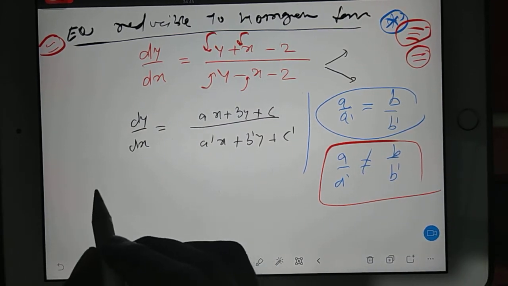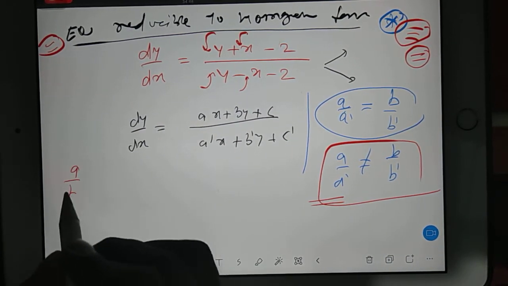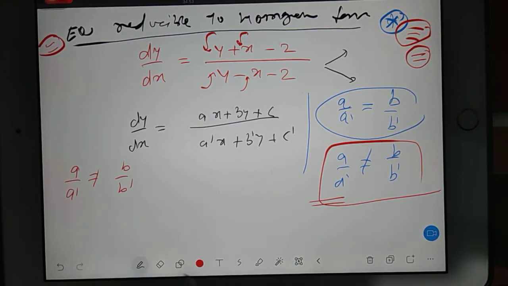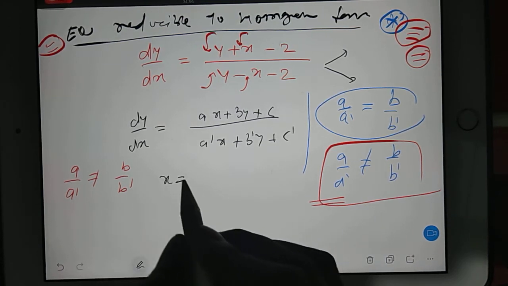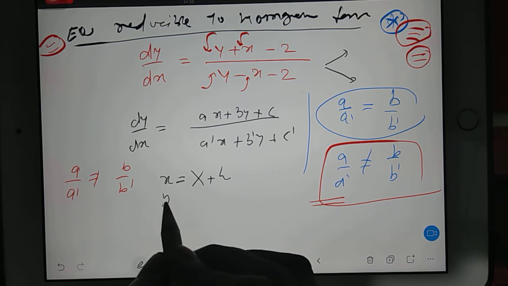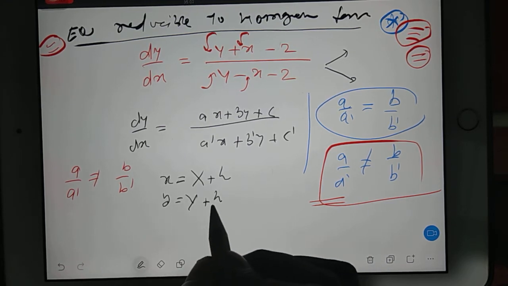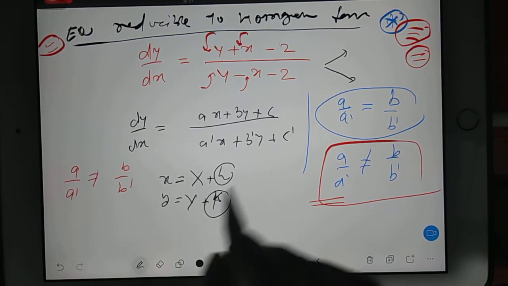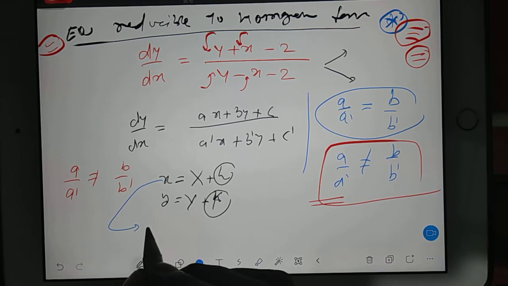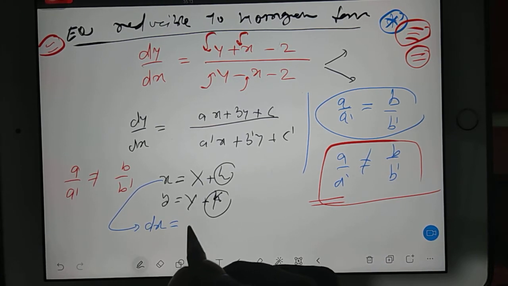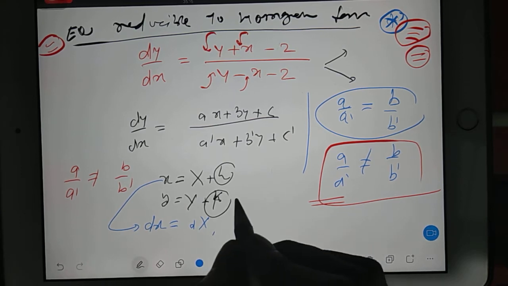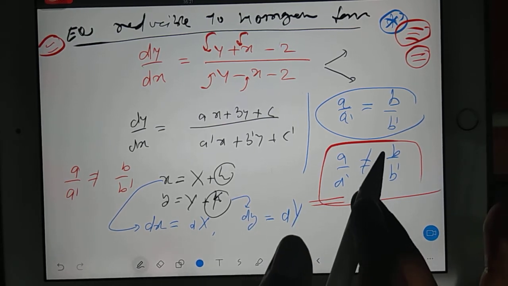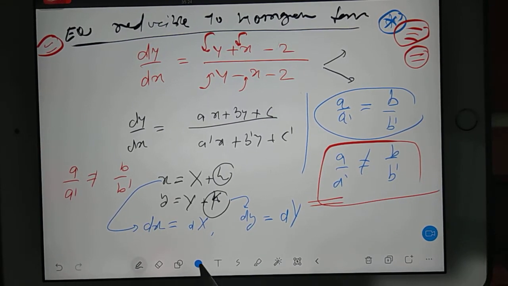That approach is, when a by a dash is not equal to b by b dash, your small x you can convert as capital X plus h, and your small y you can consider as capital Y plus k, and this h and k will be any constants. So if you differentiate, because we are going for differentiation, this will be d capital X, and this will be d capital Y. So these two changes we have to make in the equation.